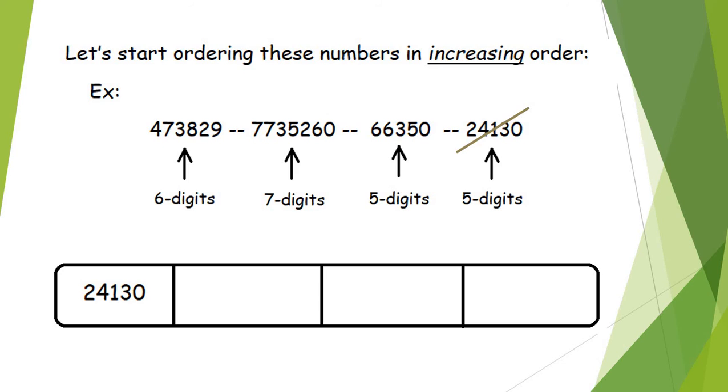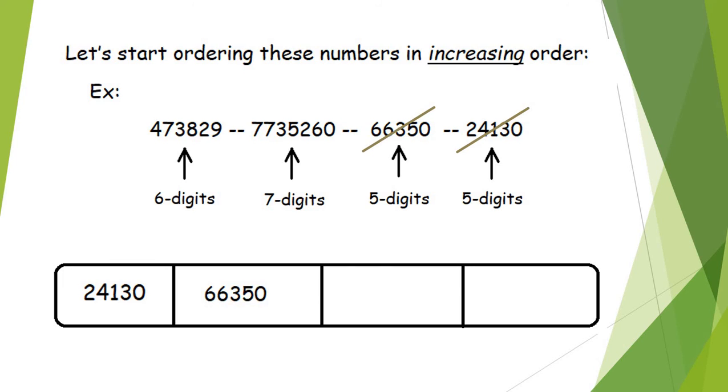The number with the smallest number of places is the smallest. Who can tell me which one of them has the smallest number of places? Is 5 digits smaller than 7 and 6? Yes, sure. So you have to write 66,350. It's in the second place. It's the second smallest number in the group. So, and don't forget to erase it.